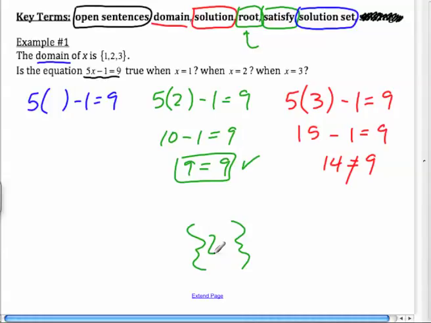Now let's go ahead and try the blue number, which is going to be 1, the first one. So 5 minus 1 equals 9, or 4 equals 9. That's not true. So this solution set only has one value in it, 2. You could also write it, guys, as x equals 2. That's the solution to the equation. Good job, guys.